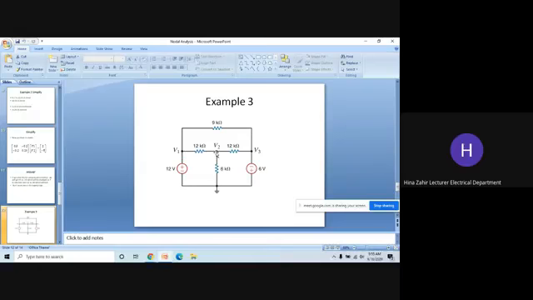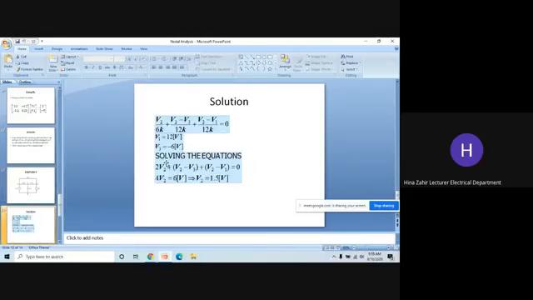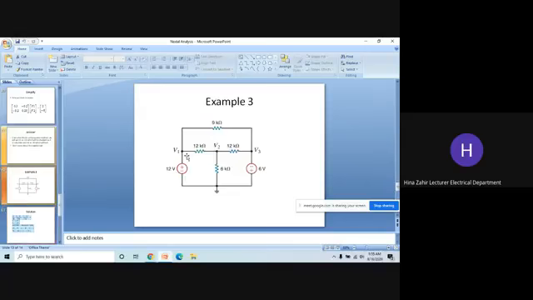Now we can easily find V2. How? We'll only write the equation of V2. So we will say, assume all the currents are leaving V2. You see V2 minus V1 divided by 12 plus V2 divided by 6 plus V2 minus V3 divided by 12. And we already have the values of V1 and V3. We will substitute them and we will get the value of V2. See, we substituted the values and we got V2 as 1.5 volt.